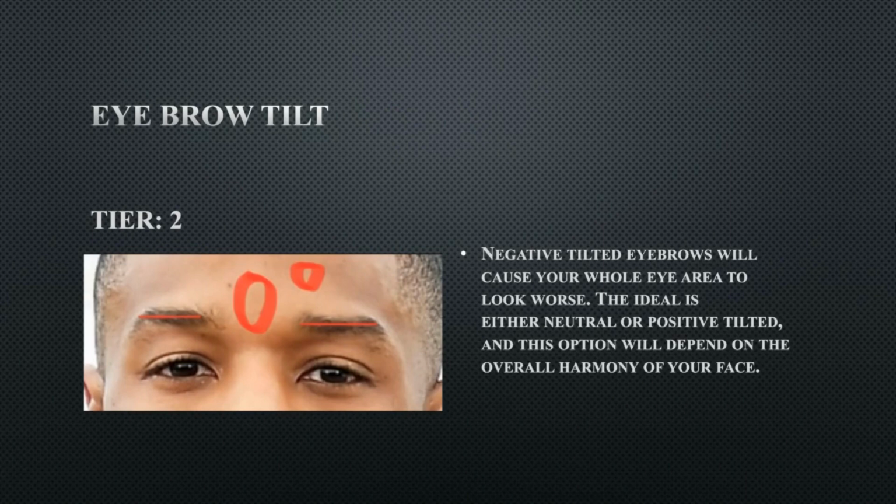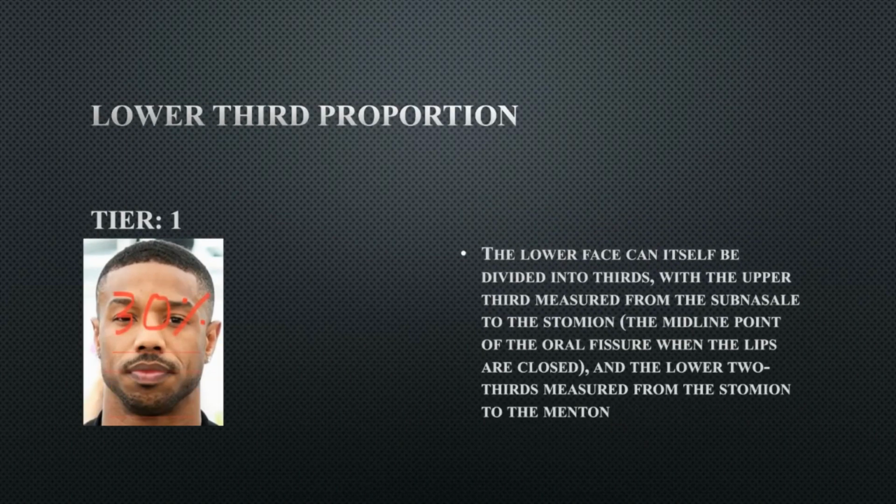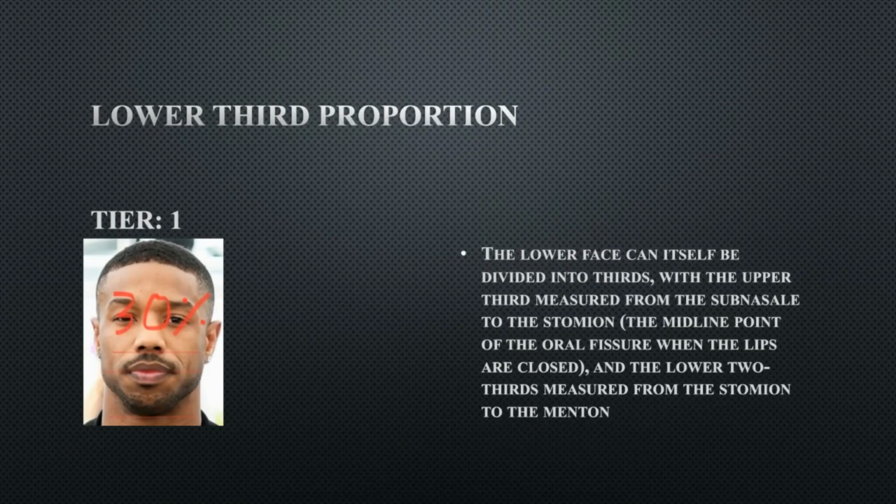His eyebrow tilt is 0 degrees, and this is okay for a man. Men can get away with having a 0 degree eyebrow tilt, and this is still near ideal. Bitemporal width is a tier 1 at 85%, so this is ideal at the lower end of the idealness, but it's still within the ideal range.